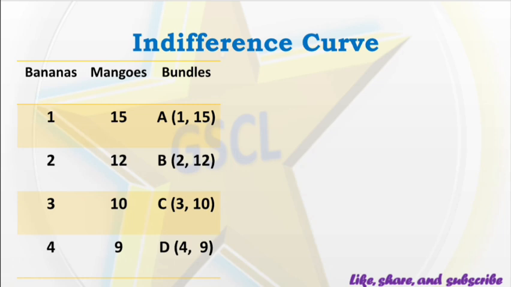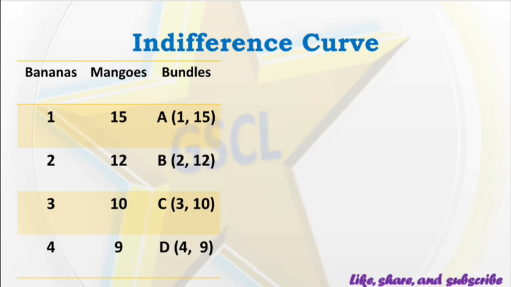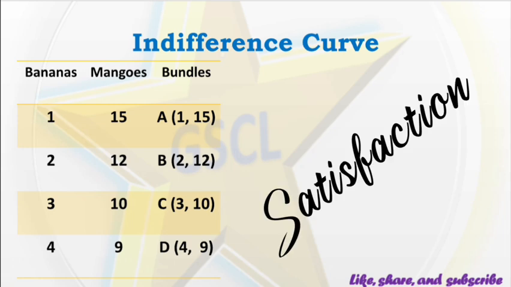The more the consumer wants to have bananas, the more he or she gives up mangoes. Even in the third situation, the consumption bundle C, 3 and 10, shows that for 1 more additional banana, the consumer has given up 2 mangoes. In situation 4, in order to have 1 more banana, the consumer has given up 1 mango. A, B, C and D represent the combinations of 2 different commodities that give the same utils of satisfaction to the consumer.